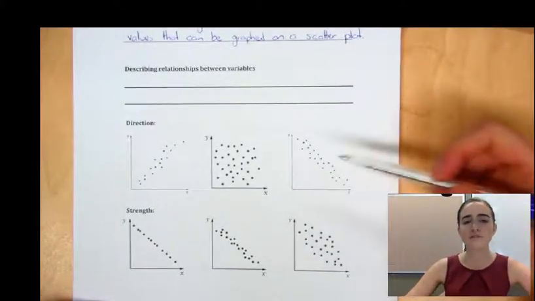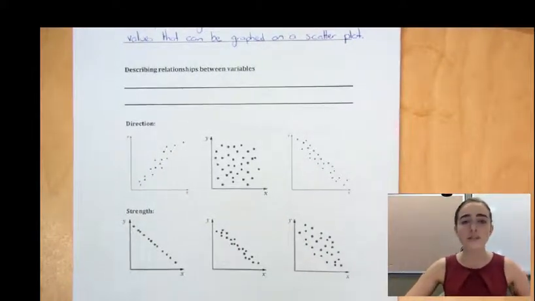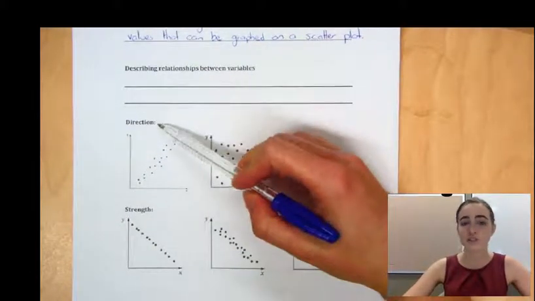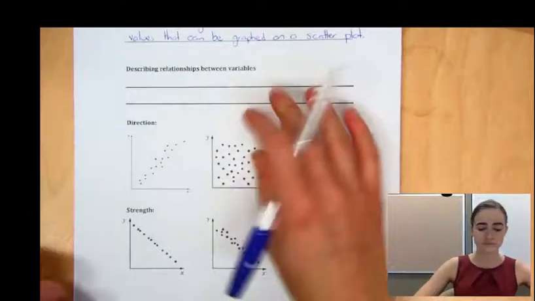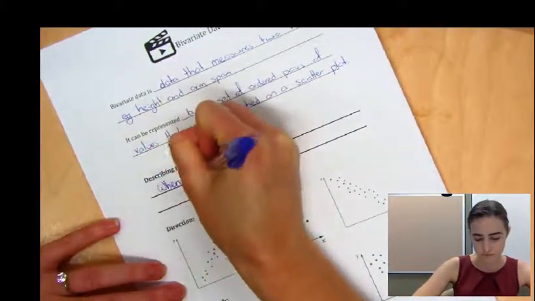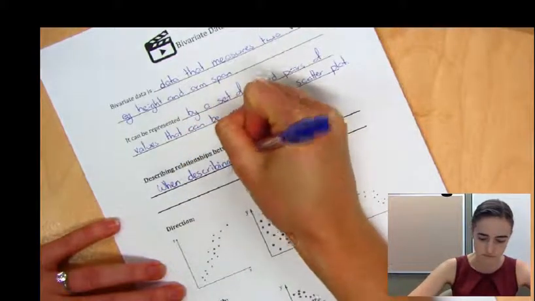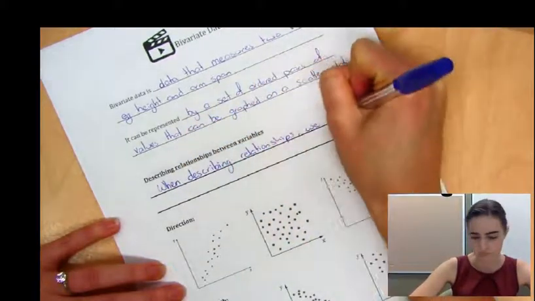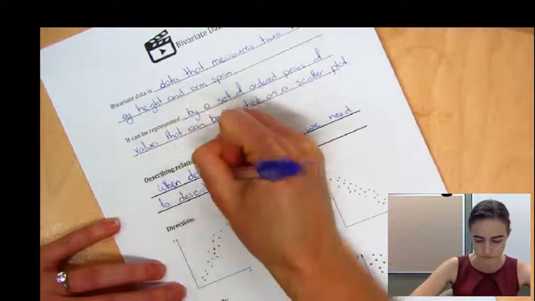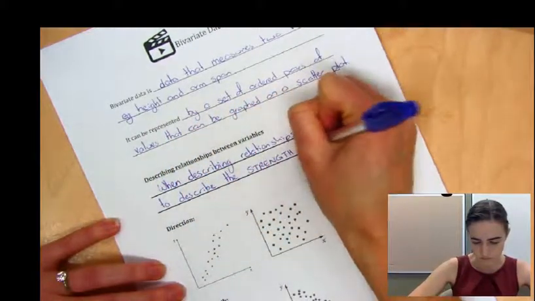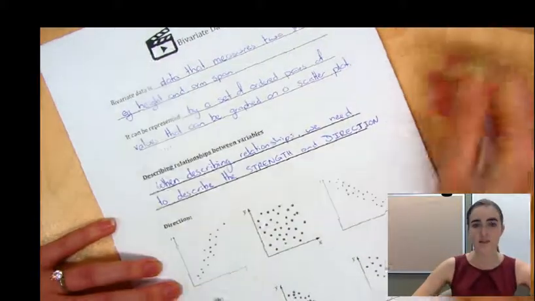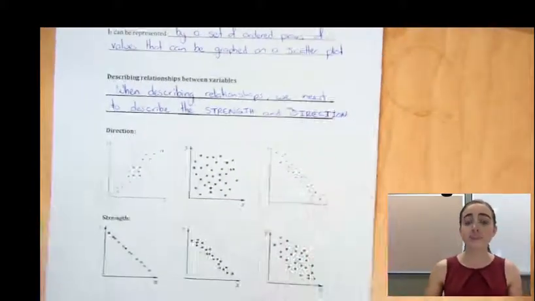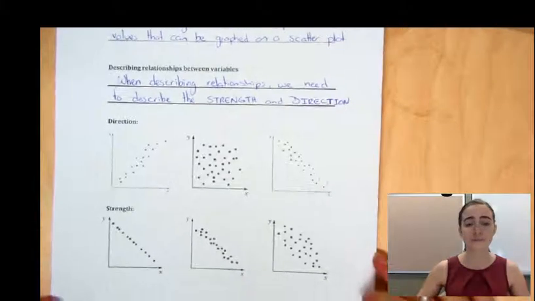Now we can describe the relationships that we see, and when we're doing that, there's two things that we need to describe. We need to describe the direction of the relationship and the strength of the relationship. All right, so let's have a look at what they look like in a couple of examples.